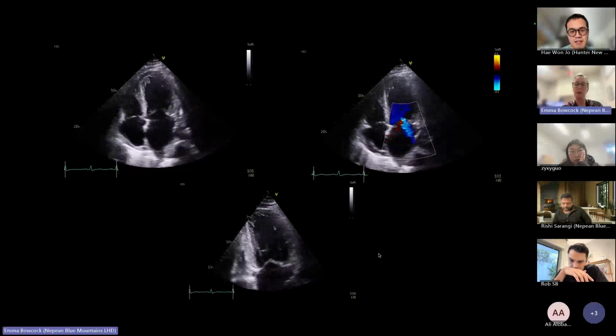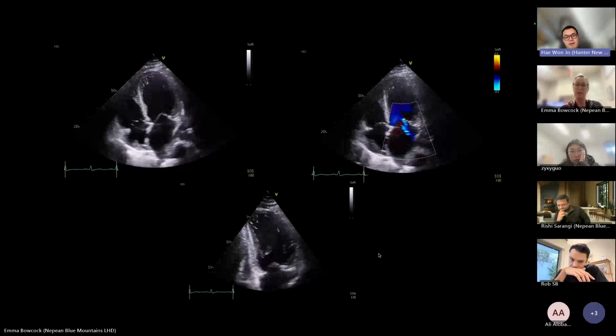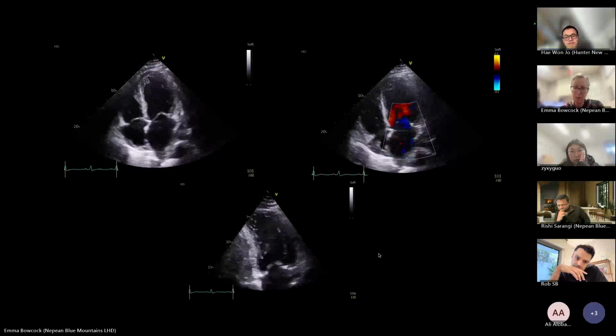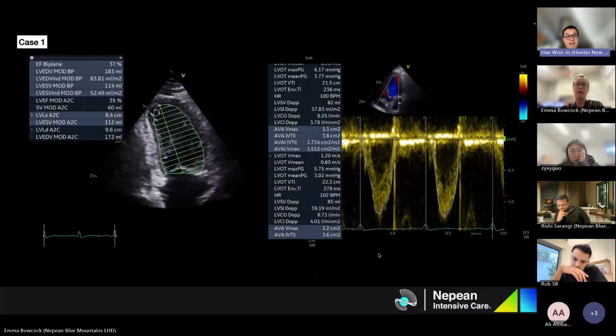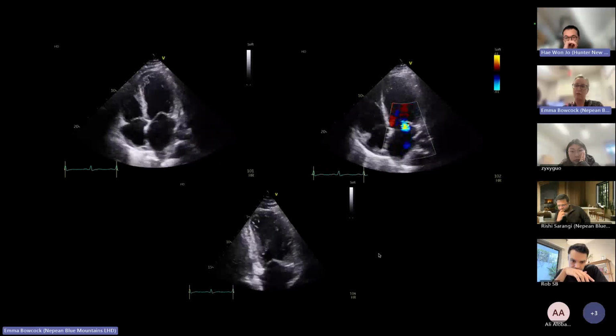Anything else to comment on in the other changes? Things, yeah, the RV, the TAPSE appears preserved. Yeah. And yeah, some prominent probably B lines in the far field.